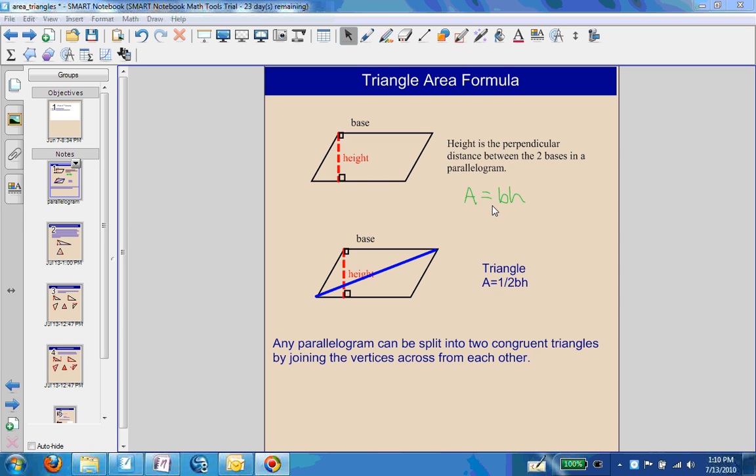the parallelogram. Now in the next picture, what we see is that if you have any parallelogram and you split it in half by joining opposite vertices, you actually end up with two congruent triangles. Therefore, the area of any triangle is half the area of the parallelogram. So we can say the area of a triangle is 1/2 base times height.